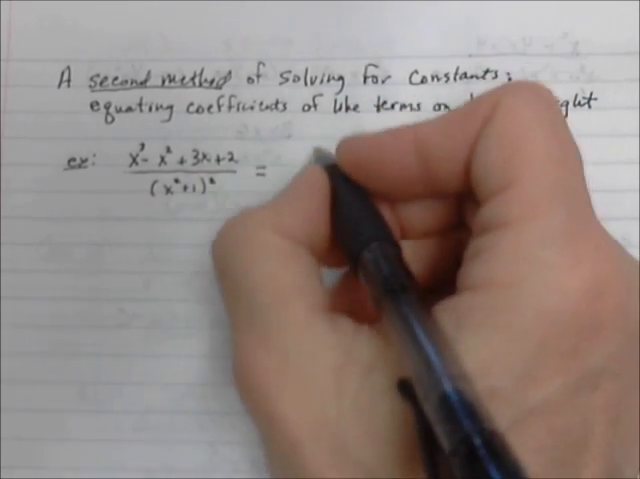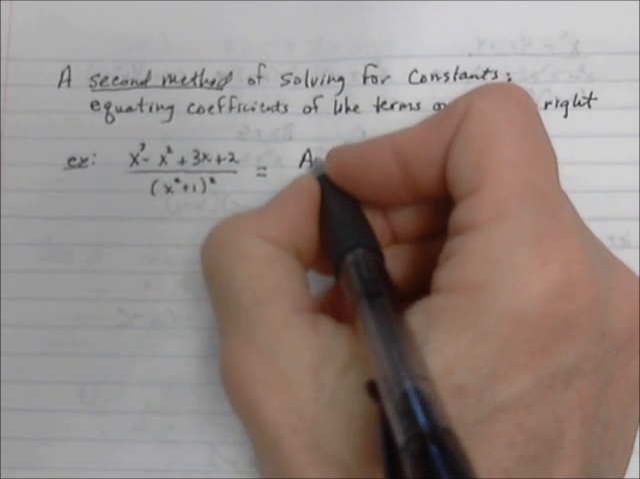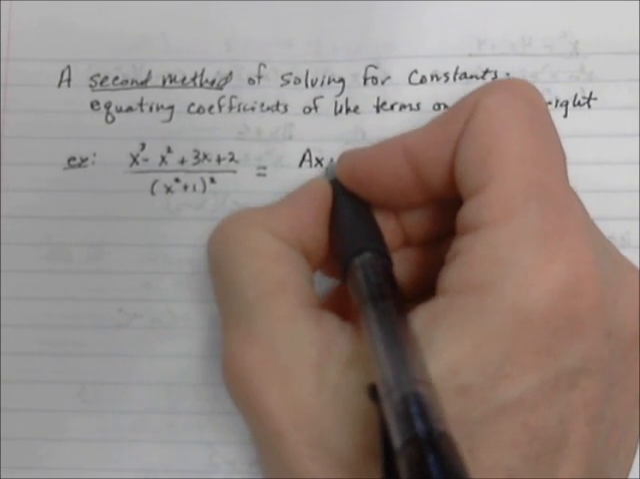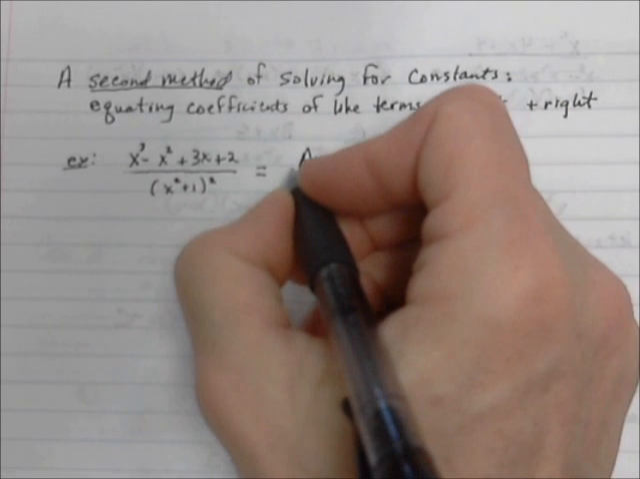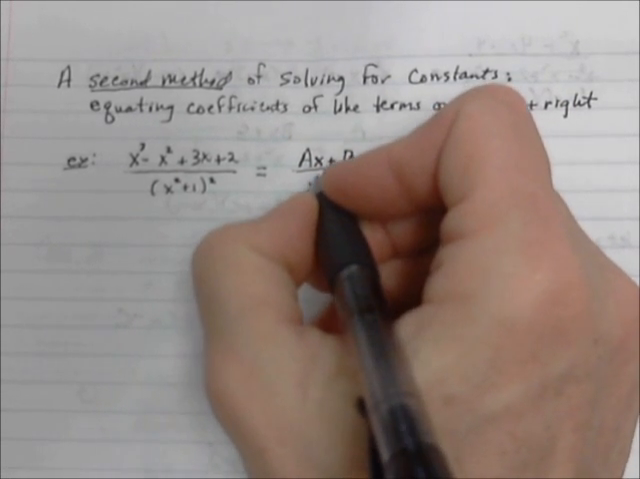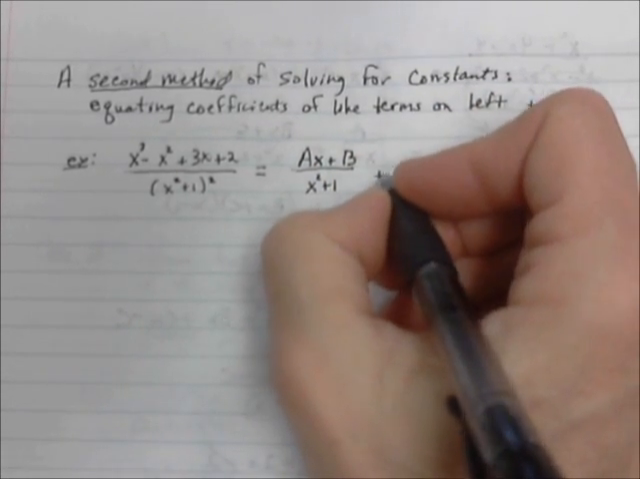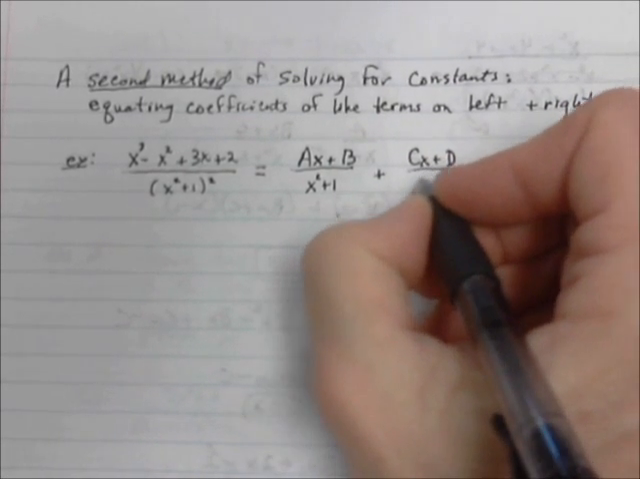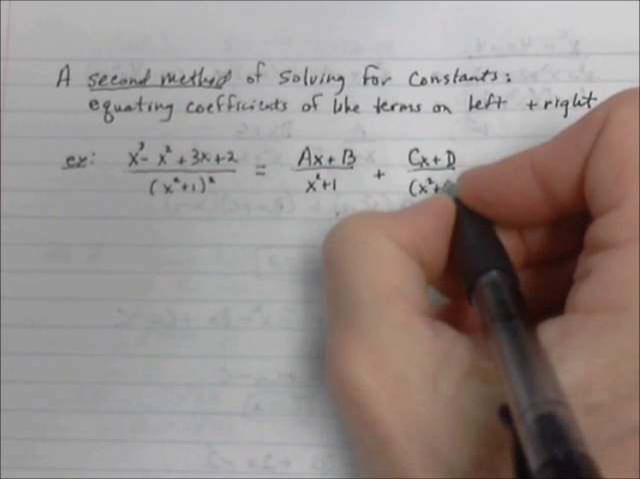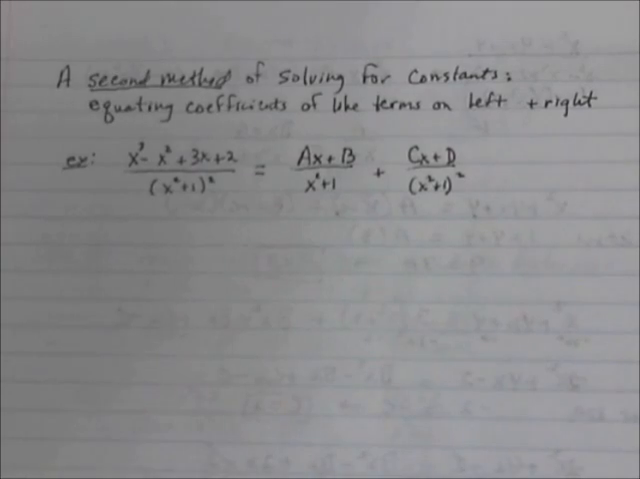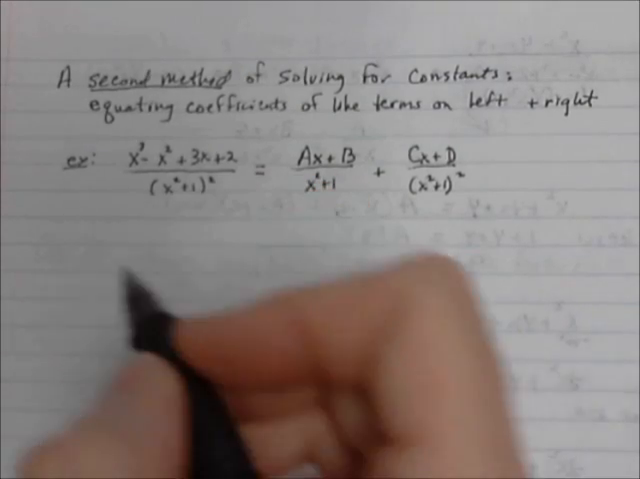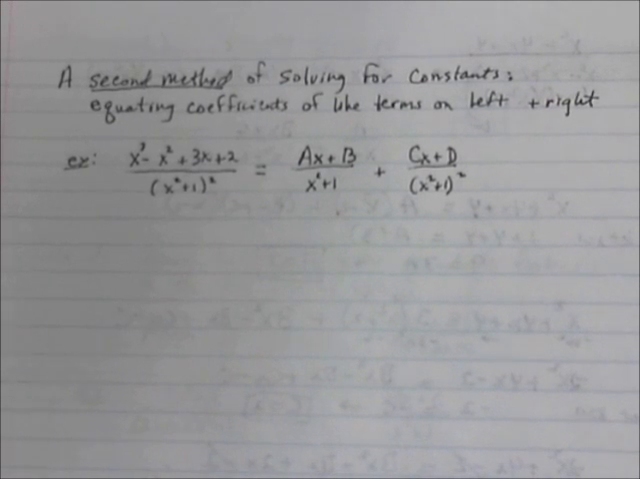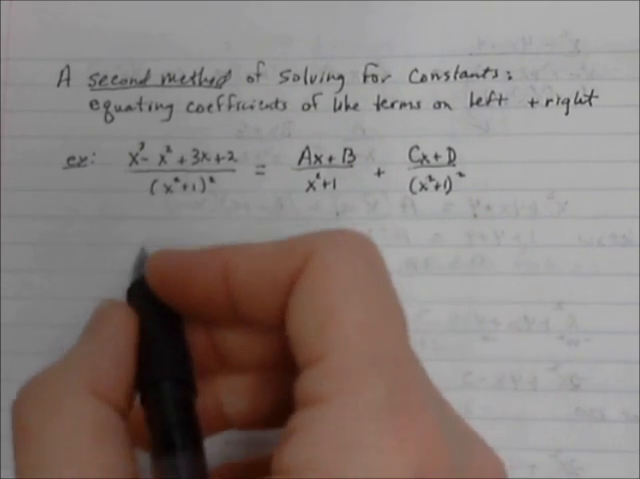This is a repeated quadratic unfactorable, so we have ax plus b over x squared plus 1. And then we have cx plus d over x squared plus 1 to the second power. Kind of like what we did in class, except we had another x tacked onto the front, so we had the letter e. So we're going to solve for a, b, c, and d. And we're going to get started just like we always do.